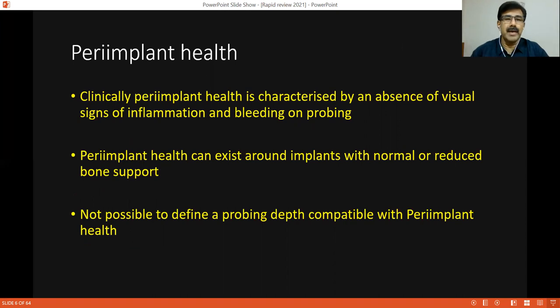Now, periimplant health is characterized by no inflammation and no bleeding on probing. Similar to periodontal health, here also there may be some bone loss, but at the same time you can maintain periimplant health. When you look at a normal sulcus around the natural tooth, you may find the sulcus depth is 2 to 3 millimeters. But here, in relation to an implant, you can't actually define a particular sulcus depth. Now we'll discuss that at a later stage. So there is no particular minimum probing depth in relation to periimplant health. That is something that you should understand.